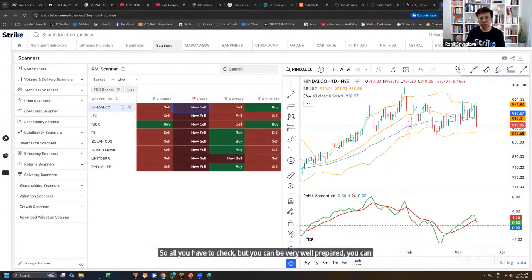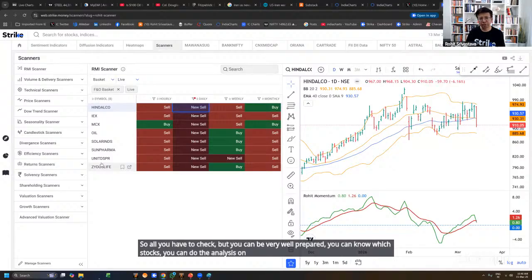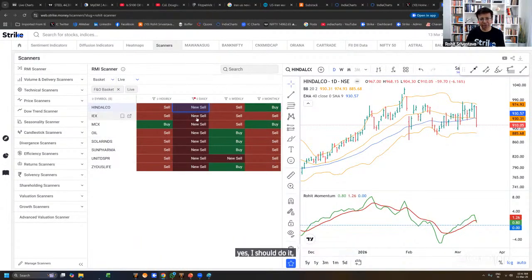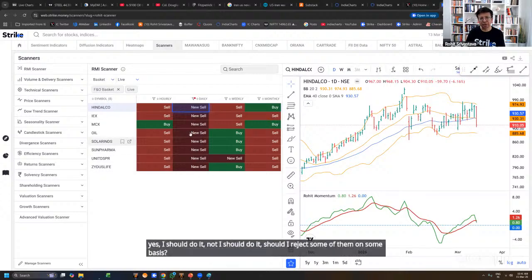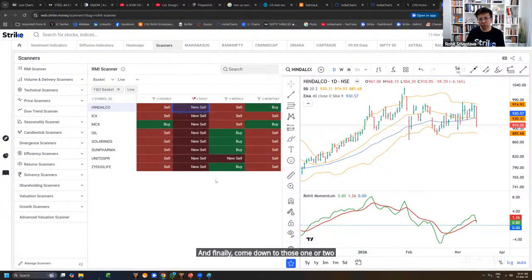You can do the analysis on these stocks anywhere between 12 o'clock in the morning and 3 in the afternoon. So you have hours and hours to look at the daily chart, weekly chart, monthly chart. Should I do it? Should I reject some of them on some basis? And finally come down to those one or two stocks that you want to trade.